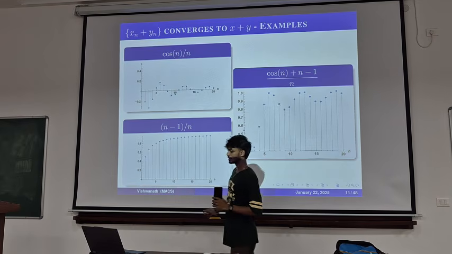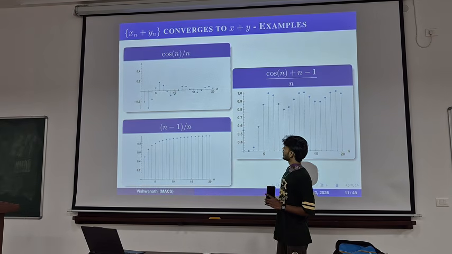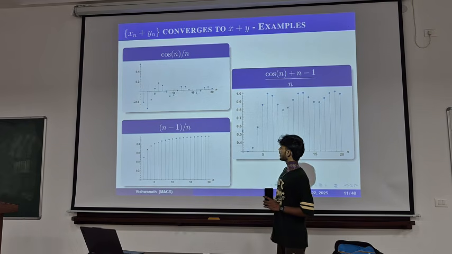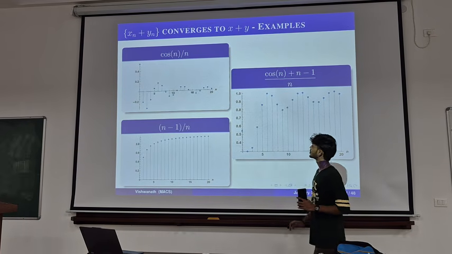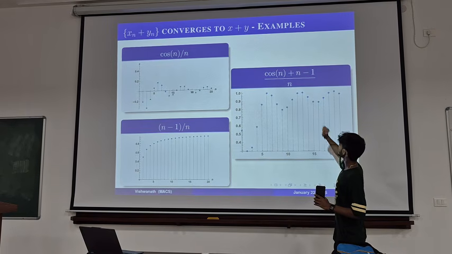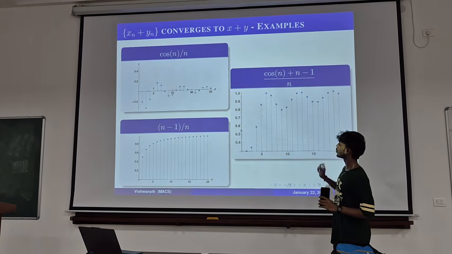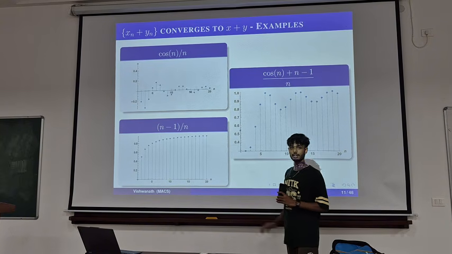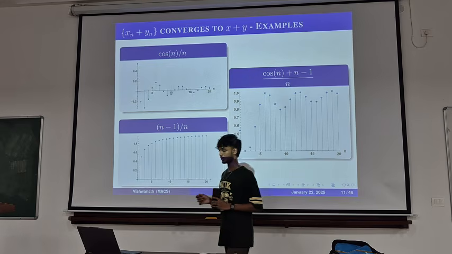Here are a few examples. Here is one example in which cos n by n converges to 0 and n minus 1 by n converges to 1. And so we know that cos n by n plus n minus 1 by n converges to 1. We can check and prove this by the same method.